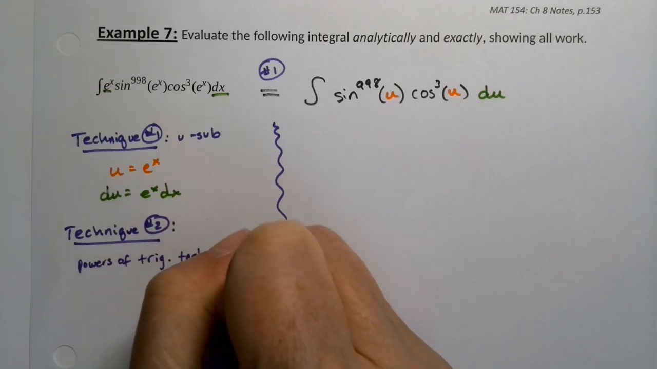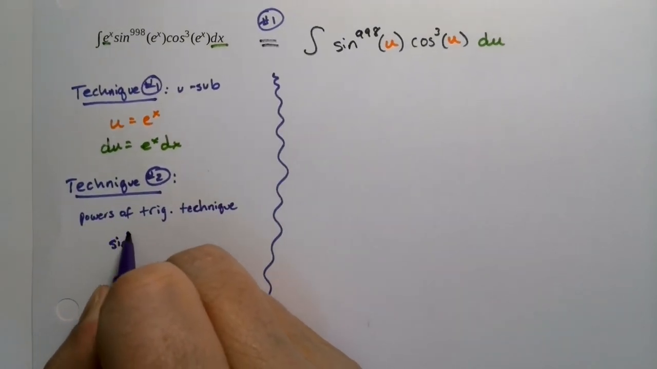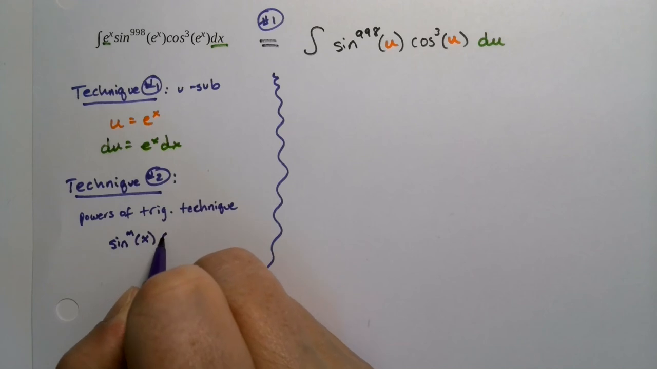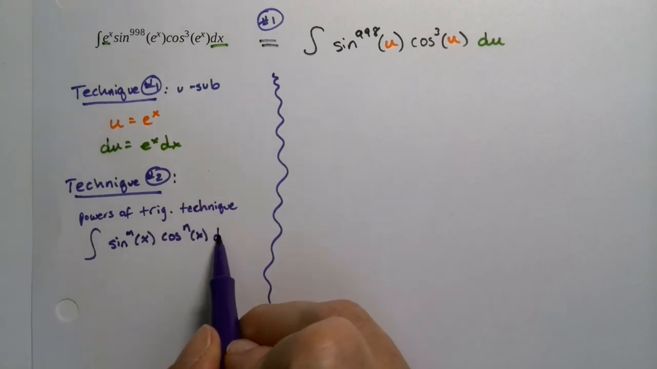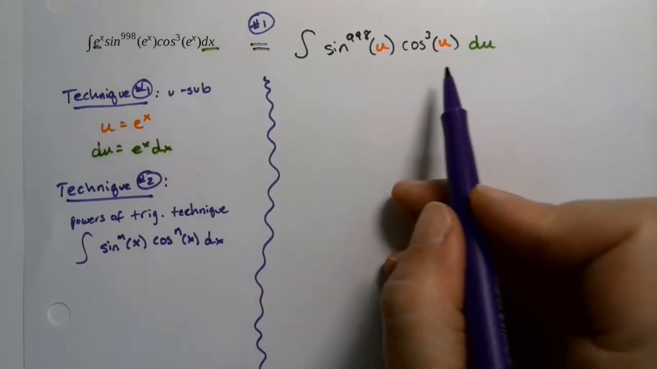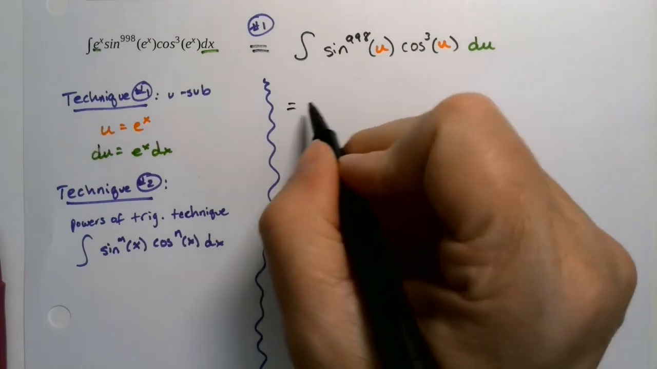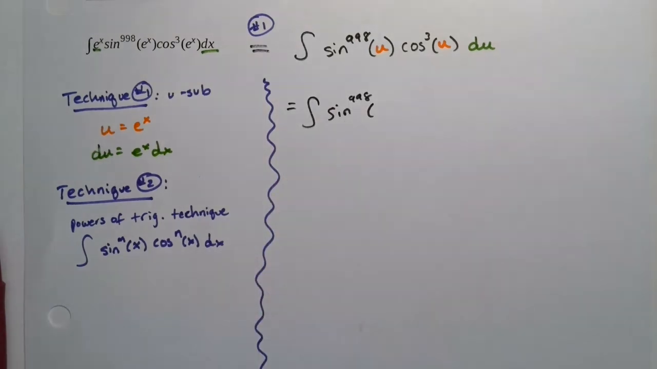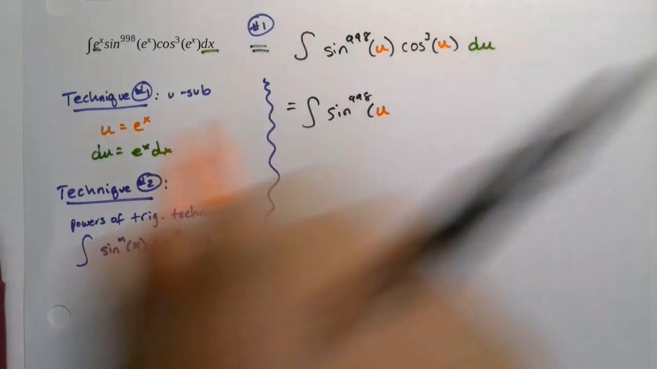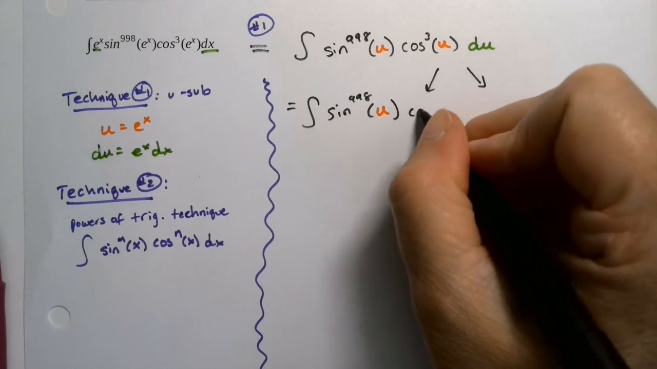It's really more a method than anything else. So when you have sine to the m of x and then cosine to the n of x, that's what you're taking the integral of. What we're going to do is break that cosine cubed. We'll leave the sine to the 998 of u, and I'm going to change the cosine cubed to cosine squared times cosine.